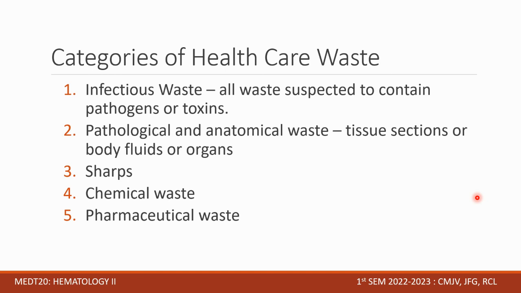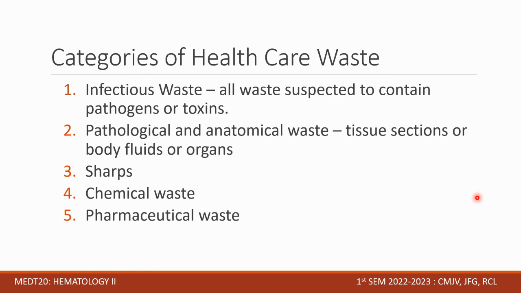So, categories of healthcare waste. Number one, we have infectious waste. So, infectious waste are all wastes suspected to contain pathogens or toxins. Number two, pathological and anatomical waste. Okay, tissue sections or kaya bodily fluids or organs, yan, under ng pathological waste. Okay, yung number one pala, infectious waste, nilalagay natin sa yellow bag. Yellow bag. Number two, pathological, also sa yellow bag din.